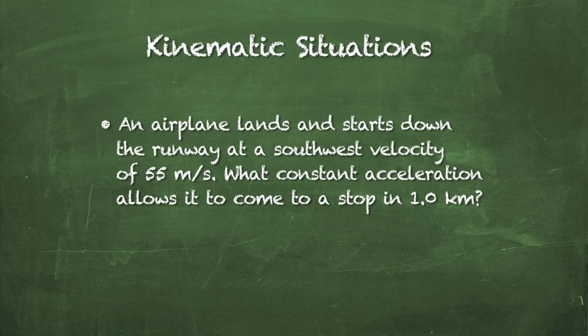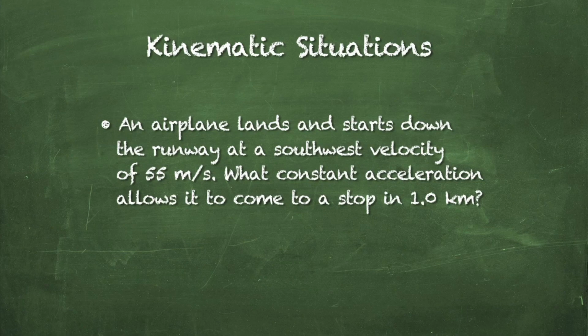What constant acceleration allows it to come to a stop in 1 kilometer? Draw a diagram, list your knowns and unknowns, identify the type of situation. Well, we have a change in velocity and a change in position. That's a kinematic situation. And you have to pick your starting equation based on what you don't know and what you don't need to know.